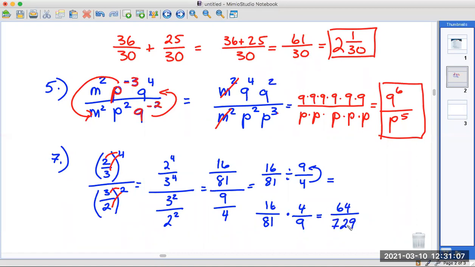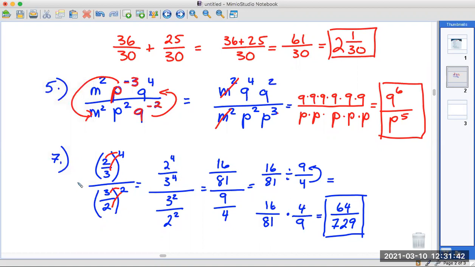And now you can see if you can reduce this number somehow. Looking for a common factor, like 64 looks like 8 goes in it, but I doubt 729 is divisible by 8. No, I don't see any common factors right off the bat. And so I'm just going to stop here, but sometimes there's a way to make this number smaller by finding a common factor that you can divide by. So there's the steps, okay?